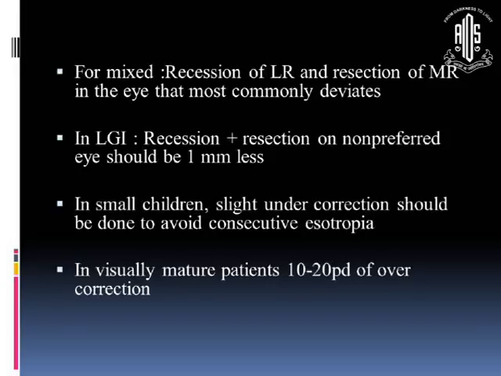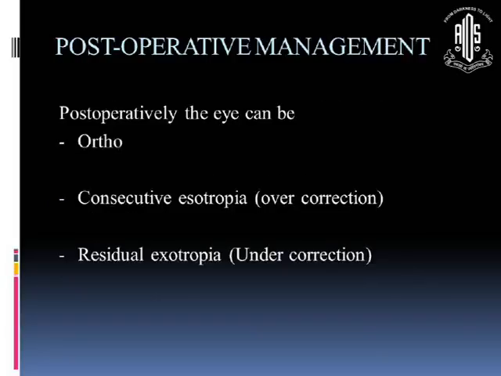Normally 1 millimeter of lateral rectus recession corrects about 3 to 4 prisms, and resection about 4 to 5 prisms. Post-operatively, the eye can be ortho, and you can always face a consecutive eso, or there can be a residual deviation.